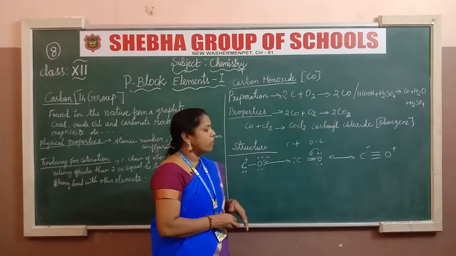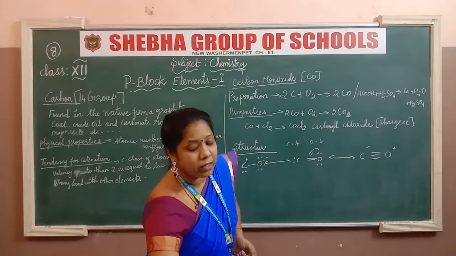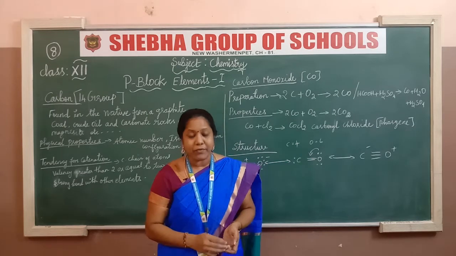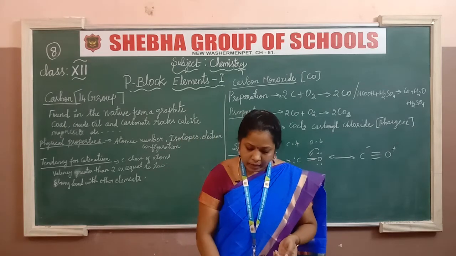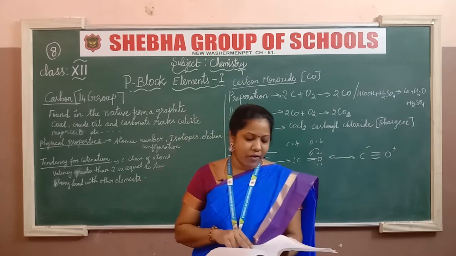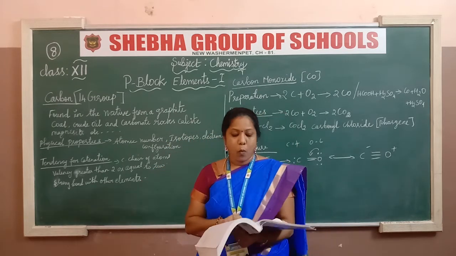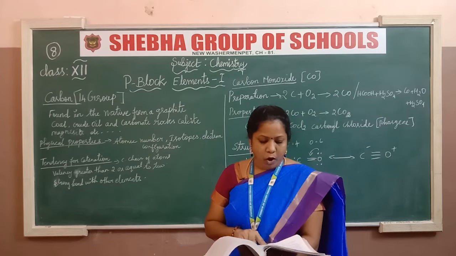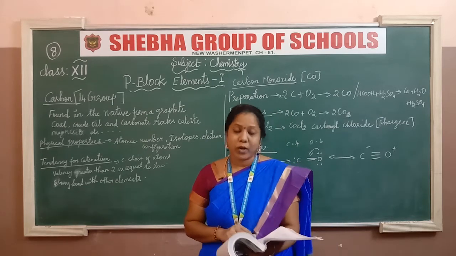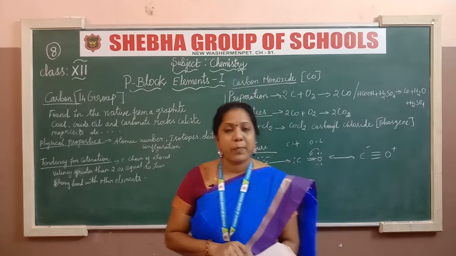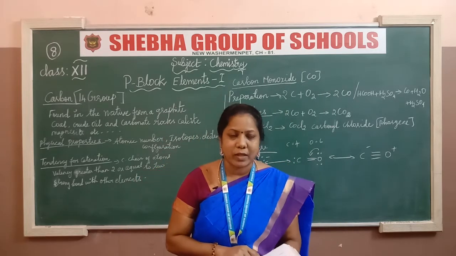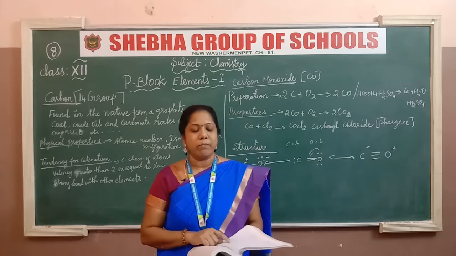Now for carbon monoxide, let us go for its uses. I am going to read out the uses of carbon monoxide. An equimolar mixture of hydrogen and carbon monoxide is water gas, and a mixture of carbon monoxide and nitrogen is producer gas, used as industrial fuels. I already explained that it is a harmful gas, but we also use it in industry.